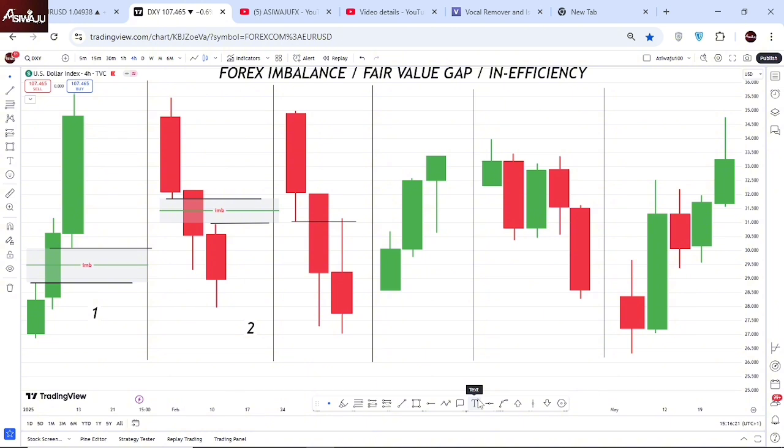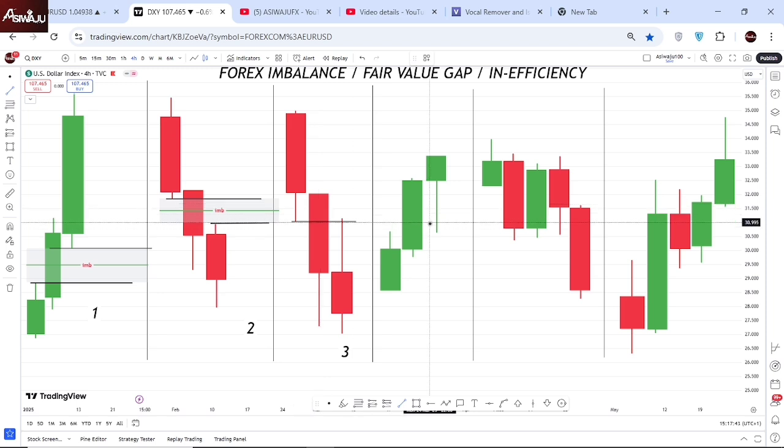So in this kind of situation, this tells us that this price here has already been mitigated. So everything here has been fulfilled. In this kind of situation in the market, you can't count this as a fair value gap, because this low and this high have already been mitigated and everything here has been filled.